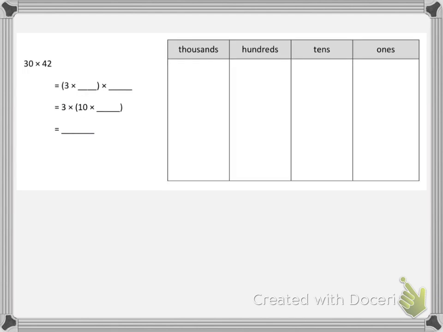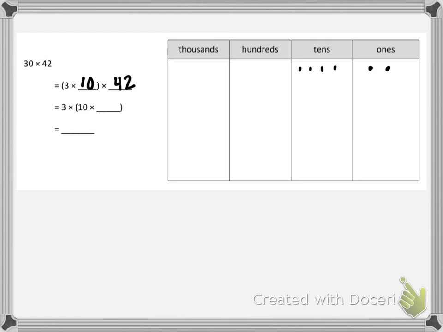In our next problem, we're going to be using the associative property to regroup the numbers so it's easier to multiply. So we have 3 times 10, because 3 times 10 gives us 30, and then we're multiplying it by 42. Okay, so now let's put 42 in our chart. We have 2 ones, and we've got 4 tens, 2, 3, 4.